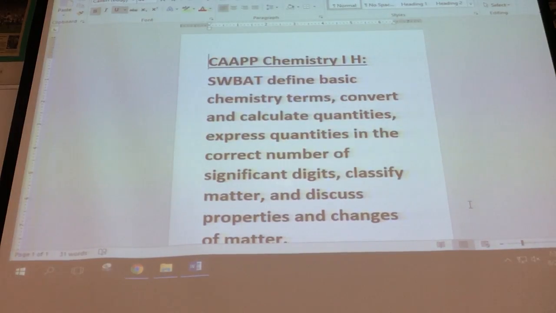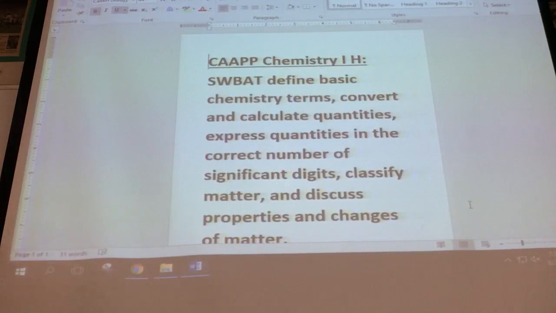Here's your overarching learning goal that we've talked about already. You should feel comfortable defining basic terms like matter, mass, chemistry. That's what you'll see on the quiz. Converting and calculating quantities, simple conversions like 1 gram is 1,000 milligrams, or more complex conversions, for example, from molecules to liters, things like that.